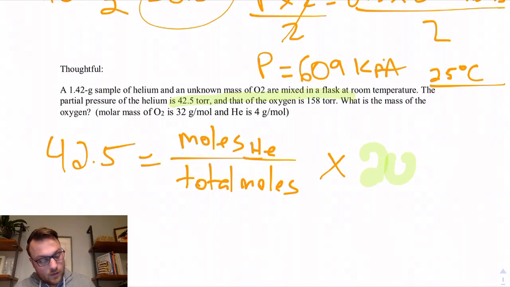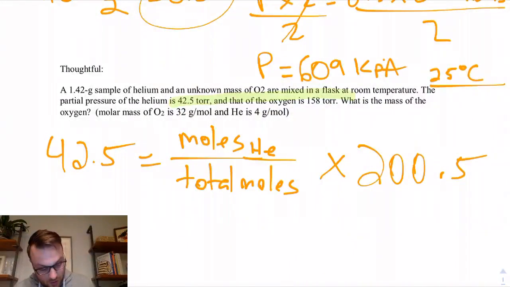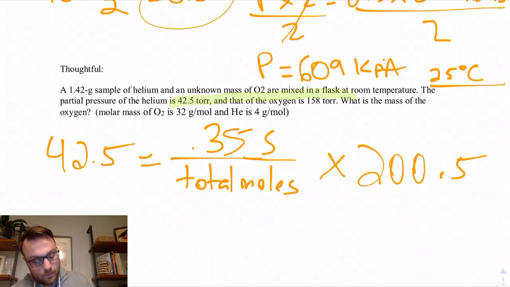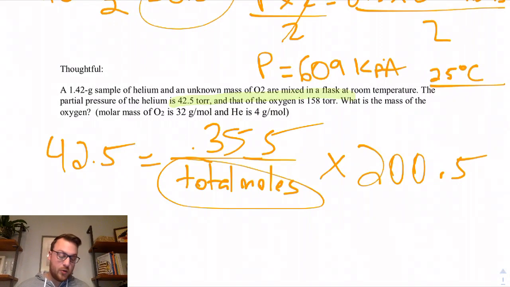Yep, hilarious. The moles of helium we just did before, but since I forgot what that was, let me put that in again. That was 0.355. So, we just got to get the total moles because we don't know what that is. And once we have the total moles, we can then get the moles of oxygen from this formula again, and then get the grams of oxygen.